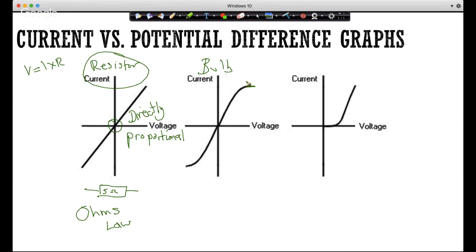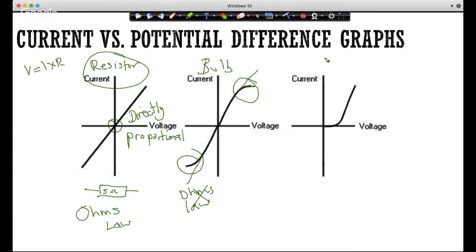Why doesn't this follow Ohm's law? Well, at low temperatures it does, but the bulb heats up. So the directly proportional bit would have the line carrying on like that, but the bulb heats up, it gets hot. So when it gets hot, it gets a really high resistance. So this doesn't follow Ohm's law. Why? Because its temperature is changing.